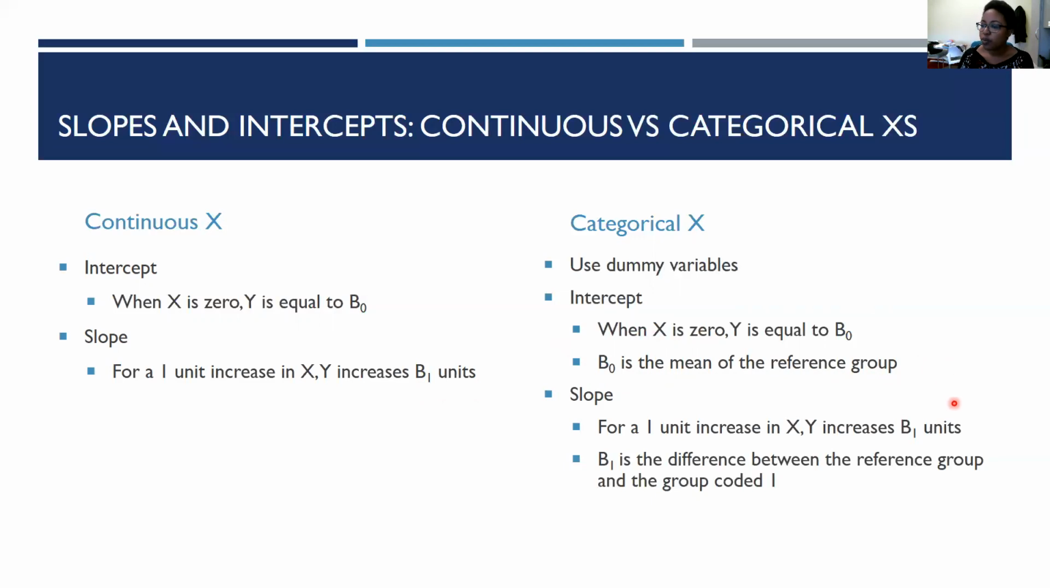And for our slope, we're getting a 1 unit increase in x, so that's going from group 0 to group 1. That means that our slope is now the difference in mean between the reference group and the group that's coded 1. So basically what happens when we have these dummy variables is we change into a t-test, right? We have the mean of group 0, and then we have the difference between group 0 and group 1 as our slope.